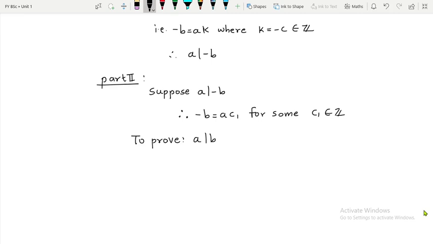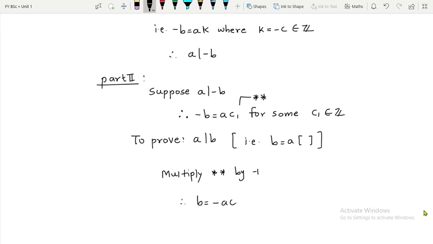So how to prove a divides b? That is nothing but we have to show b is equal to a multiplied by some integer. Now again there will be a simple adjustment. Now I am going to call it double star. If you have guessed it, good. So I am going to multiply double star by minus 1, and therefore you will get b is equal to minus ac1.